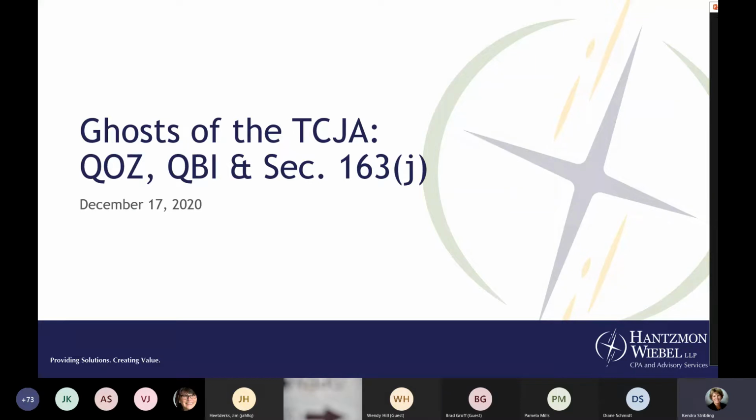I will begin this session reviewing qualified opportunity zones. Then Josh will go over the qualified business income deduction updates, and I will end with the updates on the business interest expense limitation.